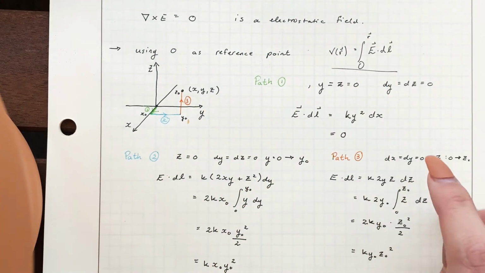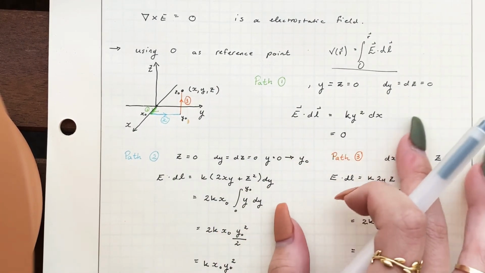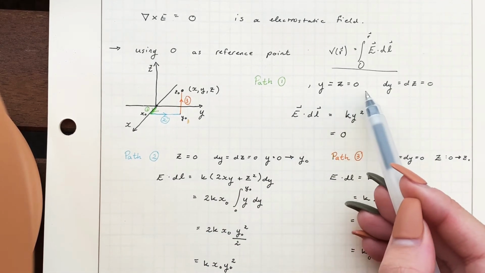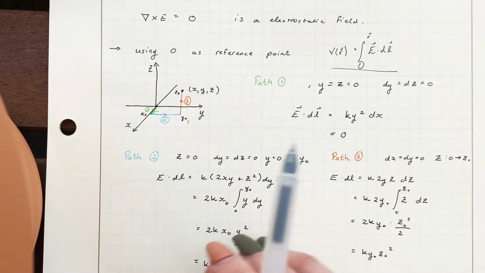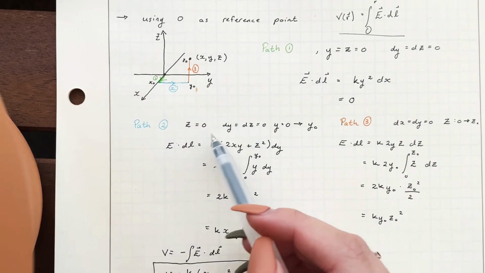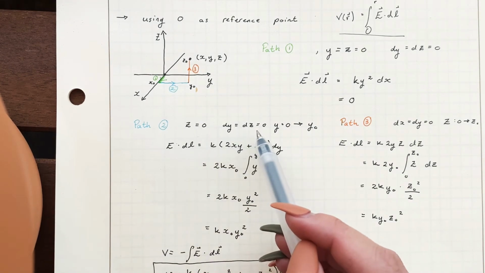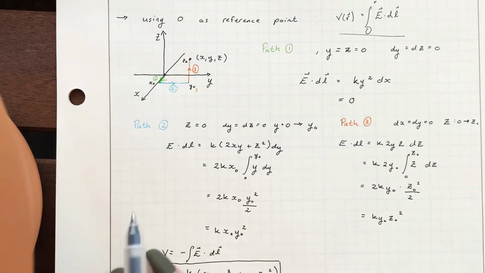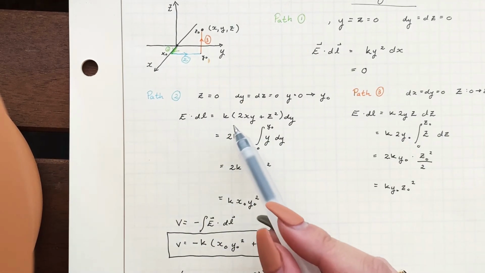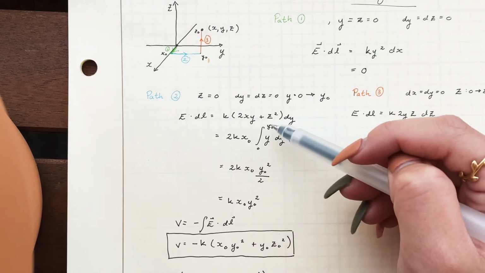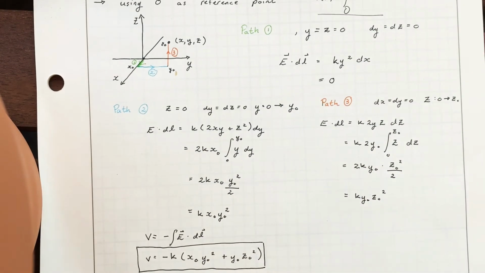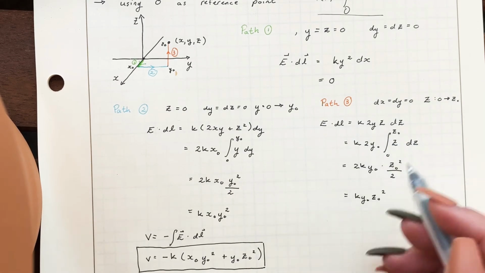So for path 1, we're going to find E dot dl, and that's just equal to 0, because y and z are equal to 0 at this point, and dy and dz are equal to 0. For path 2, z is still 0, dy and dz are 0, and y goes from 0 to y naught. So E dot dl, do all of this, and then you find the integral, and this is what I ended up with for path 2. And I did the same thing for path 3, and then I get this.